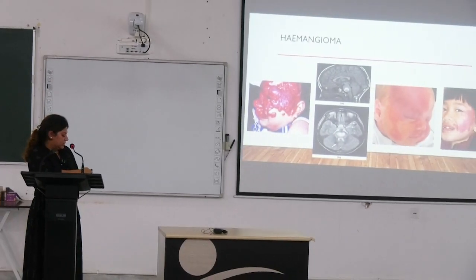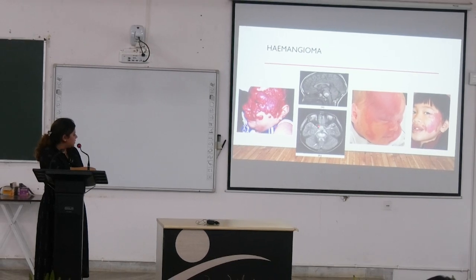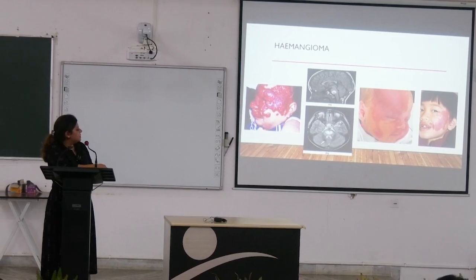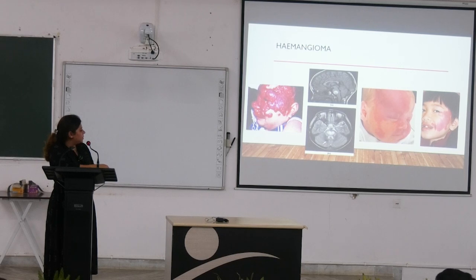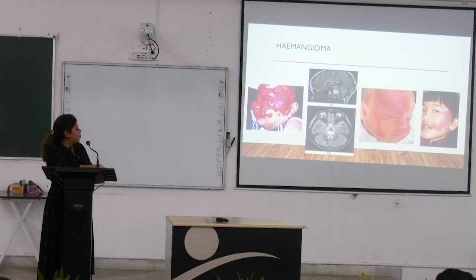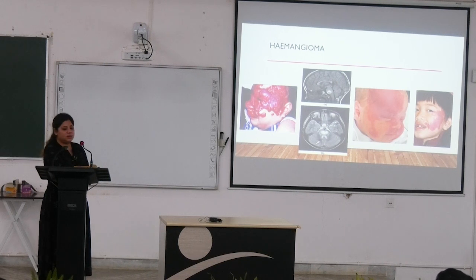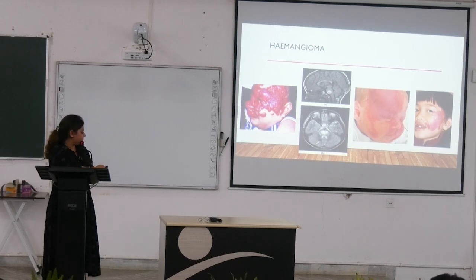So this is the cerebellar hemangioma that I was talking about. Now some people call this a hemangioma, and some people call it a vascular ectasia. Ectasia means dilatation. So this is called a port wine stain. These are all examples of hemangiomas, right?